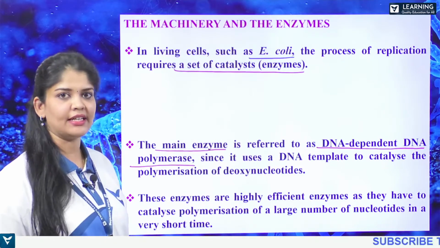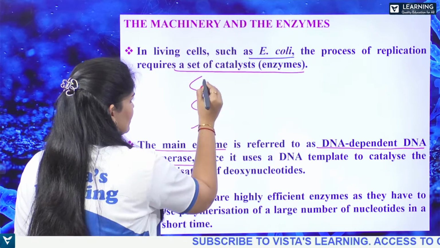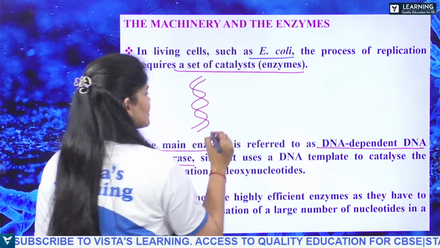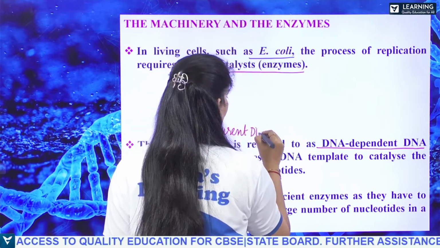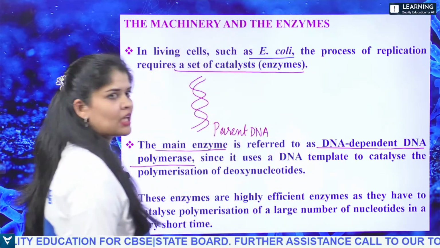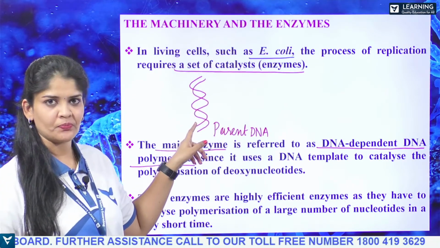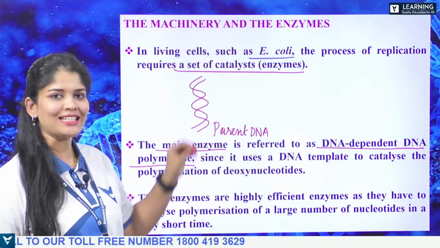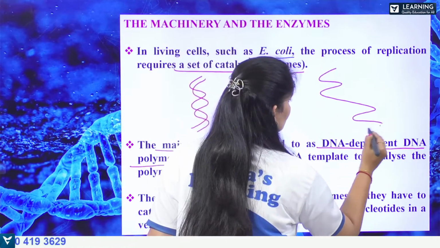Now, the main, important enzyme is referred to as DNA dependent DNA polymerase. If you look at this, this is a parent DNA. We know that the parent DNA is going to unwind. Uncoiling takes place such that it is going to separate into single strands.